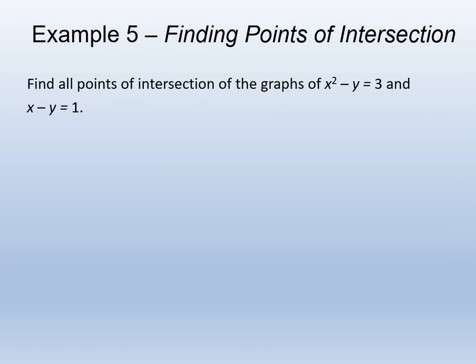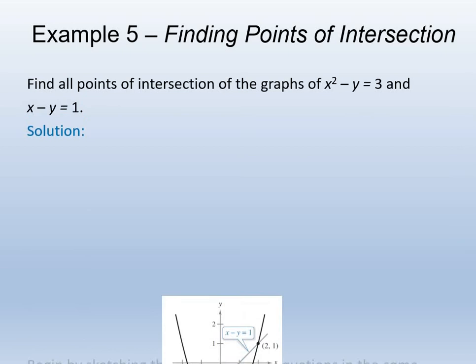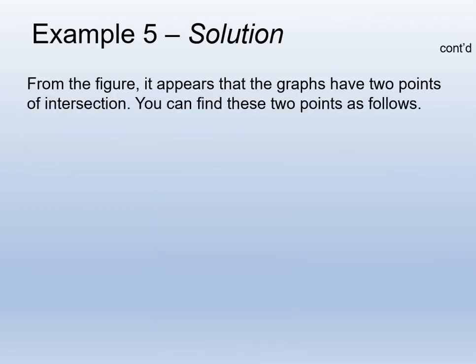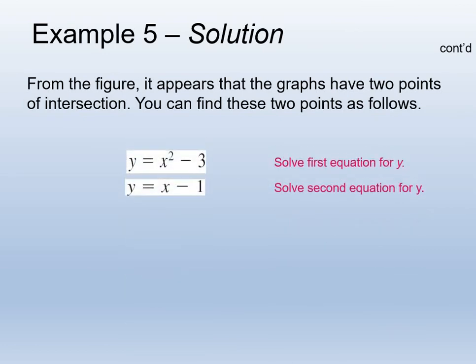This is really what we're looking for. We have one that's a parabola and one that's a line, and we're looking for the points of intersection so we can sketch them on the same graph. When we do that, we solve the first equation for y and the second equation for y. The first equation is x squared minus 3, a parabola shifted down 3, and the second is x minus 1, a line shifted down 1. We want to know where they intersect.